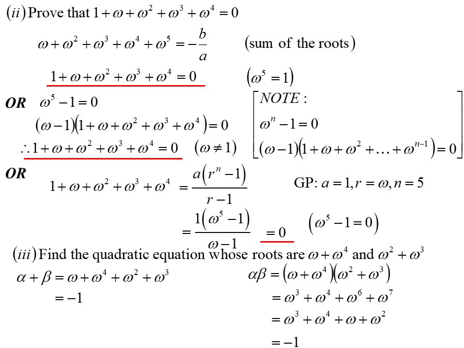Omega to the power of 7 would be omega squared. Divide by omega to the power of 5, which is 1. And I've got that pattern again: omega plus omega squared plus omega cubed plus omega to the power of 4, well, that's negative 1. So I know the sum of the roots, I know the product of the roots, therefore there is the quadratic. x squared minus the sum of the roots, so minus negative 1, plus the product of the roots, so plus negative 1, we have our equation.